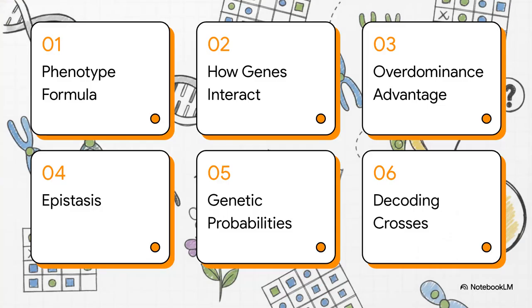Okay, so here's our roadmap for today. First, we'll cover the phenotype formula. Then, how genes interact. Third, the over-dominance advantage. Fourth is epistasis, masking the genes. Fifth, predicting genetic probabilities. And finally, number 6, decoding genetic crosses.